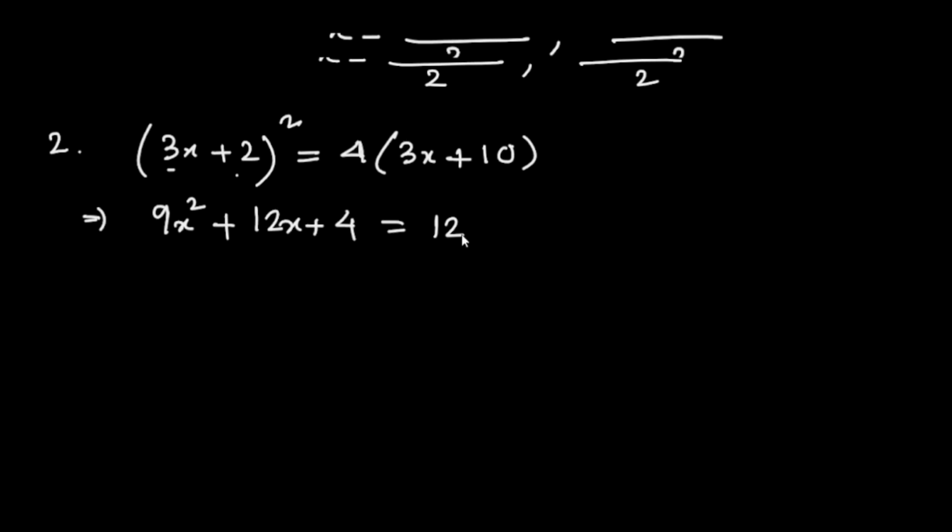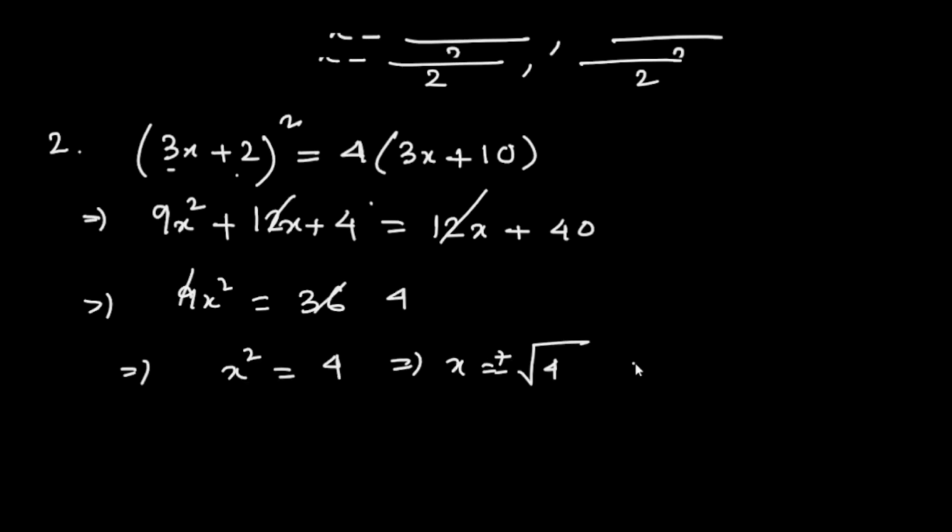This 12x gets cancelled, so we are getting 9x squared equals, if I take this 4 to the right hand side, 36. If I cancel by 9, it becomes 4. So x squared equals 4. From here the value of x will be plus minus root over 4. That means it will become plus minus 2. So the value of x is plus 2 or minus 2. That will be the answer.